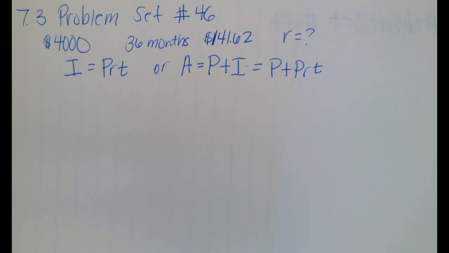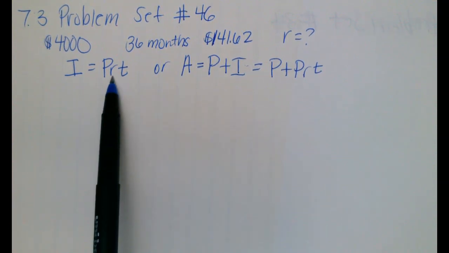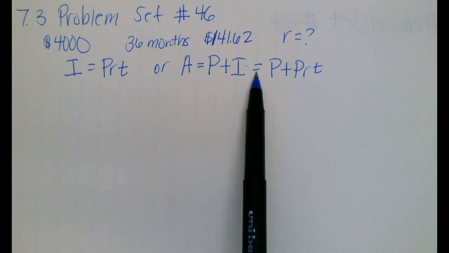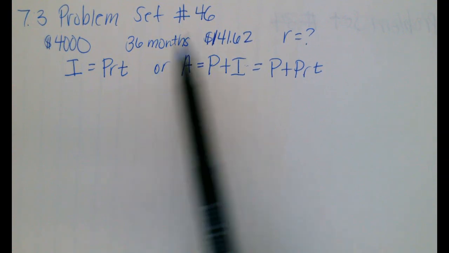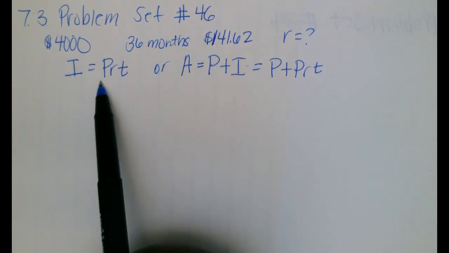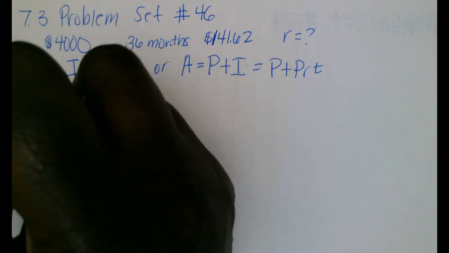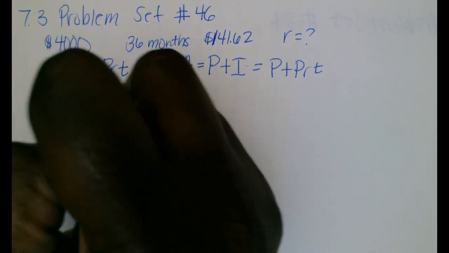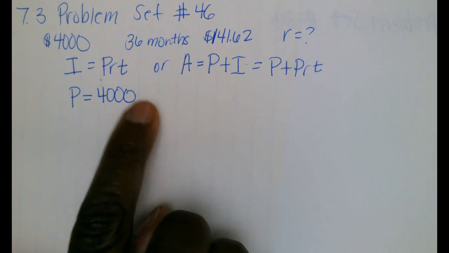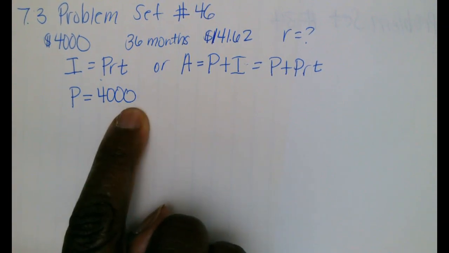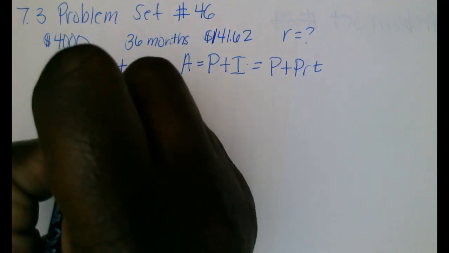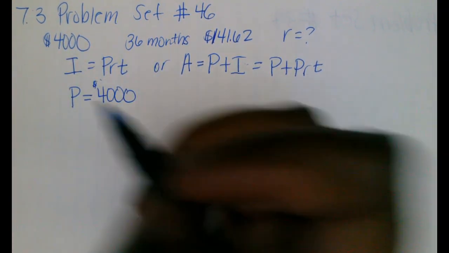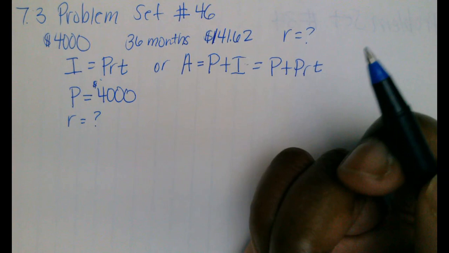So let's figure out what we really want. We really want this R right here, and this one doesn't really have R in it. So let's use this one. We know that our principal is $4,000, how much we actually got financed. Now, if we had a down payment, we would subtract the down payment right here, and this would be how much we're borrowing. So we're borrowing $4,000. Our rate is what we're trying to find.